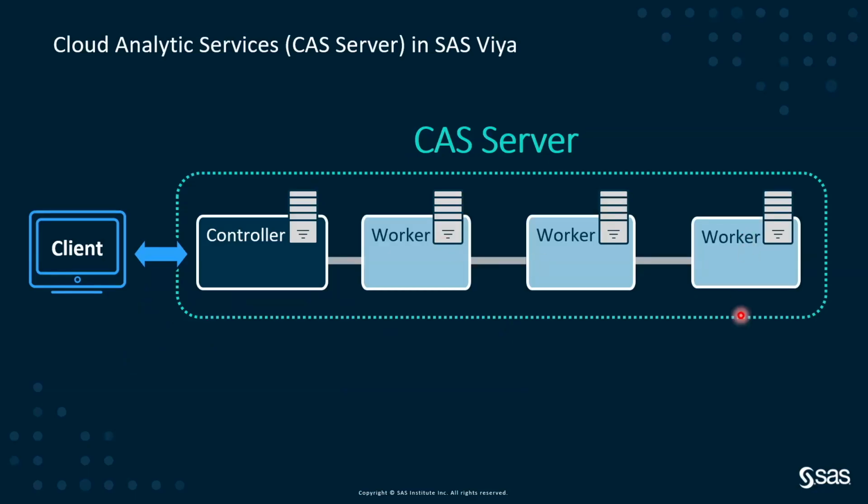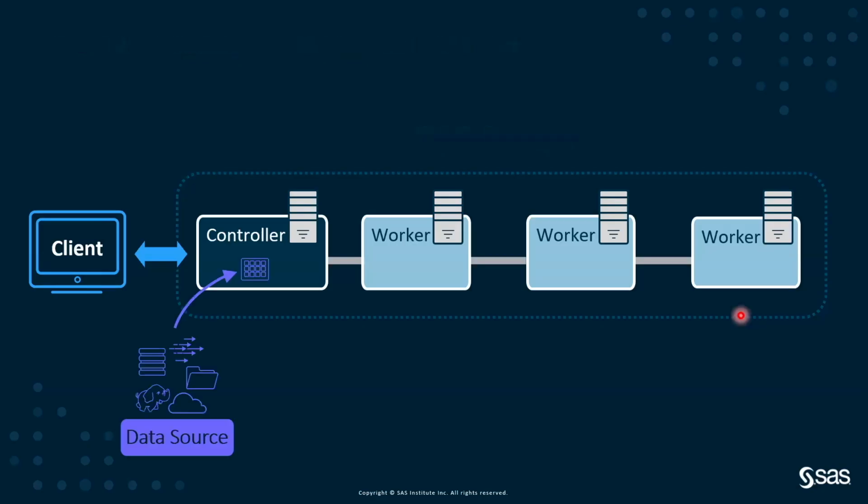And you could add as many worker nodes as depending on the requirement. So the CAS server, within SAS Viya, is based on parallel processing principles, and this model is totally extensible and scalable. The controller is the one that would be taking care of identifying the data sources, and linking up with those data sources, the types of data sources. The list is really, really long.